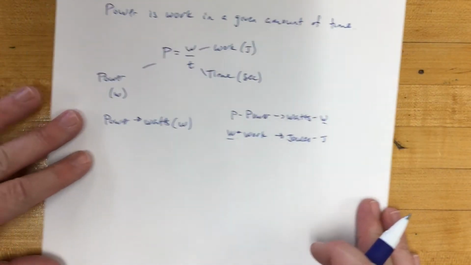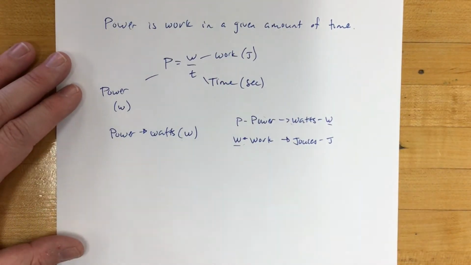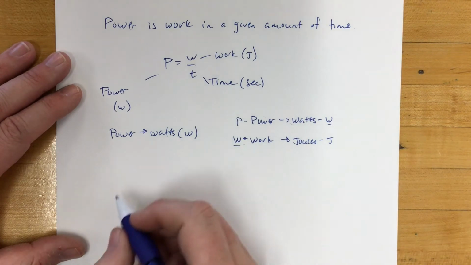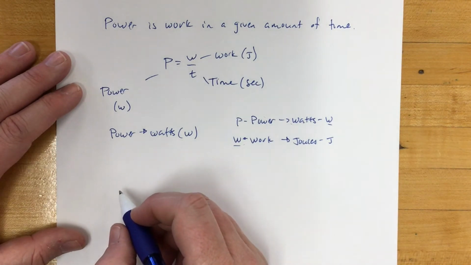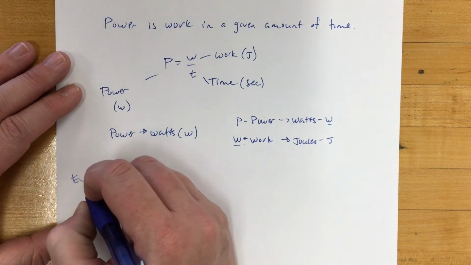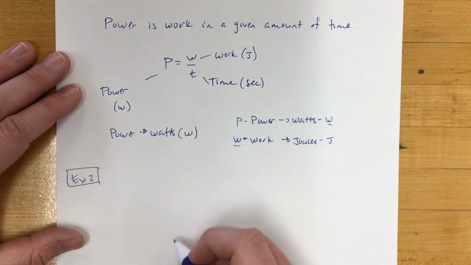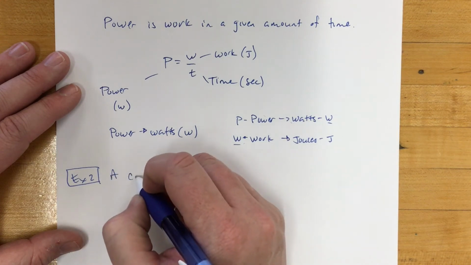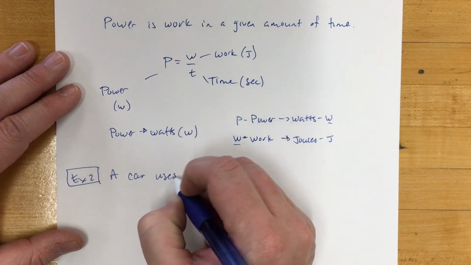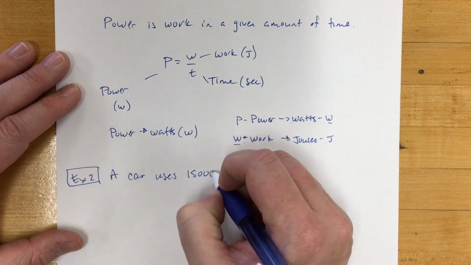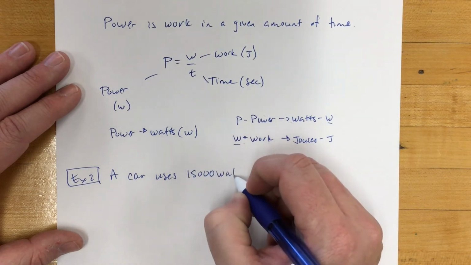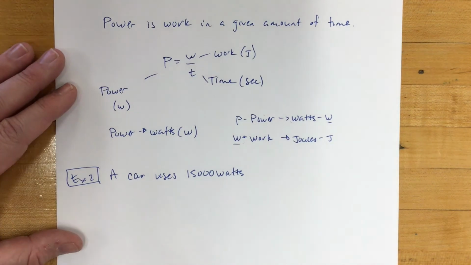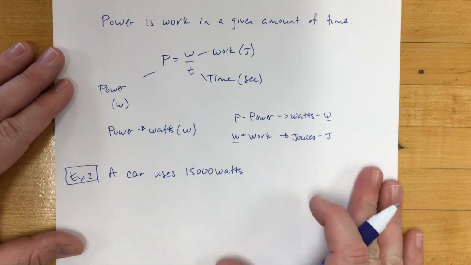A lot of times we'll have problems just involving power. Again, power includes the time that you have to do that work. So you do things faster, you use more power. So example 2 might look like this, where you have a car that uses 15,000 watts. Big, huge amount of watts there.